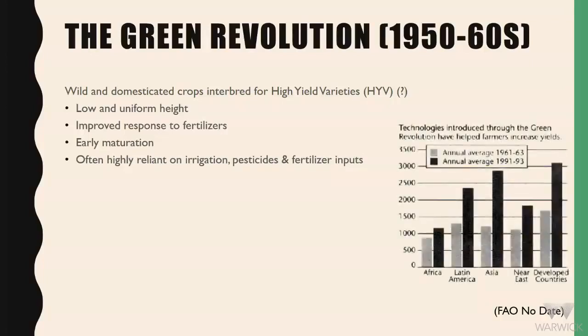If we look at the Food and Agriculture Organization, I've taken this from a website that doesn't have a date on it, so it's fairly old data, but I think it still makes the point. We can see that with the introduction of high-yield varieties, we get a much greater output in crop yields for all parts of the world. So this is significant in feeding a growing human population.